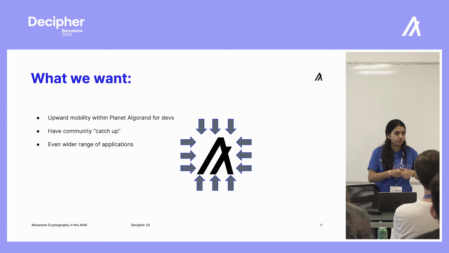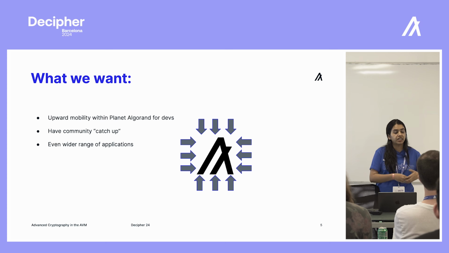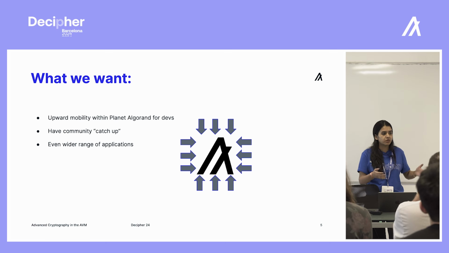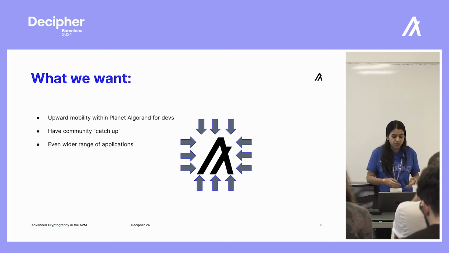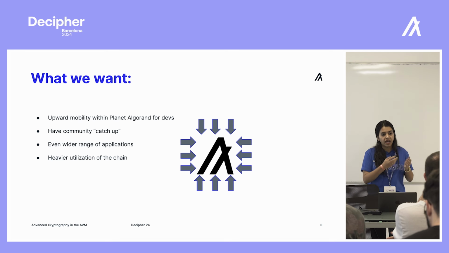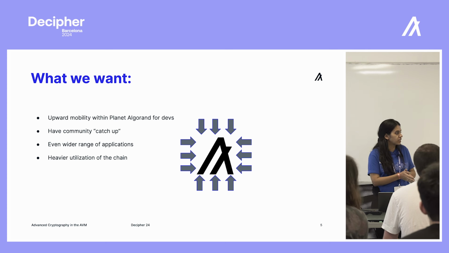The third is that we do have a lot of applications built on Algorand, but we also want an even wider range of applications, for example supply chain and finance; there are endless possibilities that we would want to achieve. This would also result in heavy utilization of the chain, with more transactions and more smart contracts, and there are a few opcodes which are a little heavier, so we would have increased fees as well.